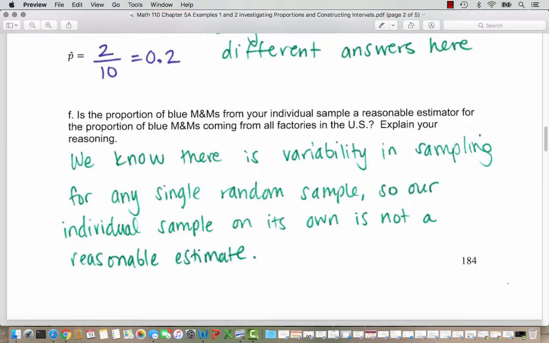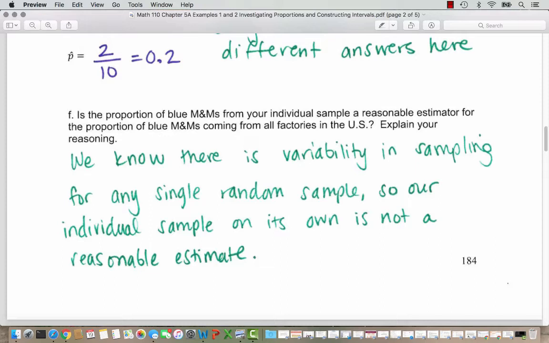So question F asks, is the proportion of blue M&Ms from your individual sample a reasonable estimator for the proportion of blue M&Ms coming out of all the factories in the U.S.? And explain your reasoning. So we know there's variability in sampling for any single random sample. So our individual sample on its own is not a reasonable estimate.